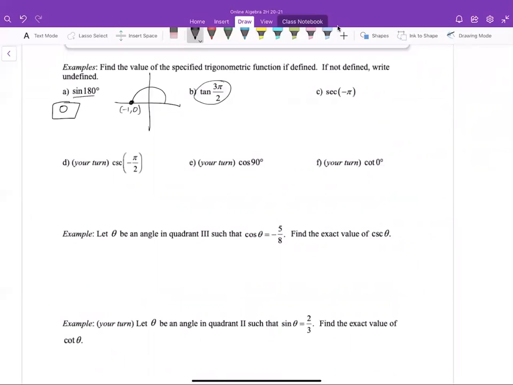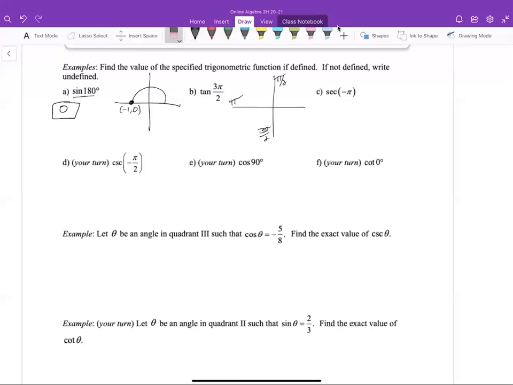Tangent of 3 pi over 2. It is very useful to remember that this is pi over 2, and then pi. And then I have to go another half. And so this is 3 pi over 2. And then eventually I will have 2 pi if I've gone 360 degrees.